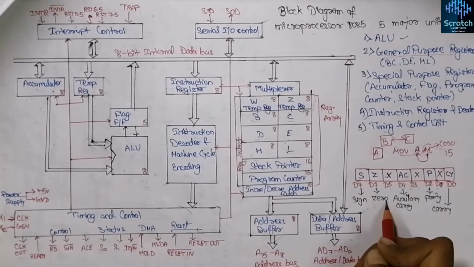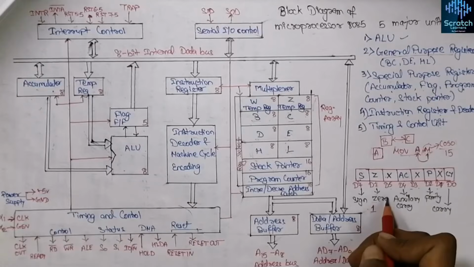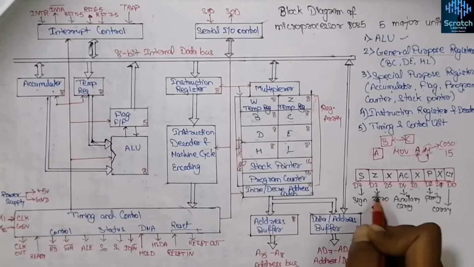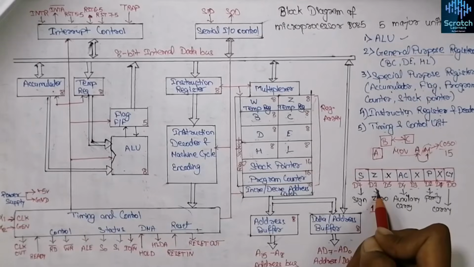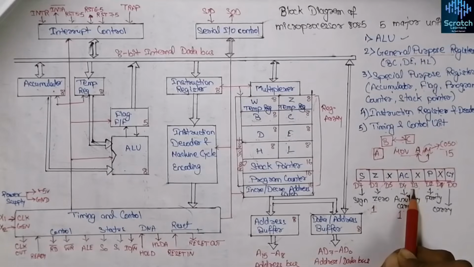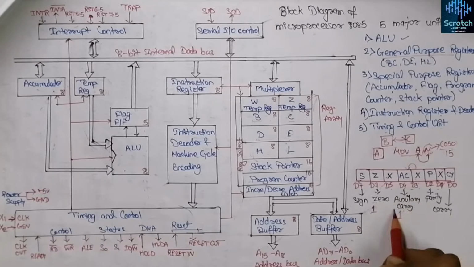Then the next one is the zero flag. The zero flag is set. That means the zero flag contains 1 if an arithmetic operation results in 0. That means if in any addition or subtraction the result we get is 0, then we will store 1 in the zero flag bit of the flag register. Then the next is the auxiliary carry flag. When a carry generated from the D3 bit is shifted to the bit D4, then the auxiliary carry flag will be set to 1. Otherwise, it will be set to 0.